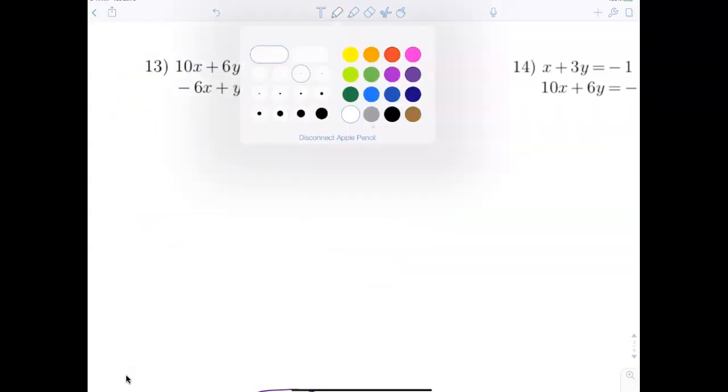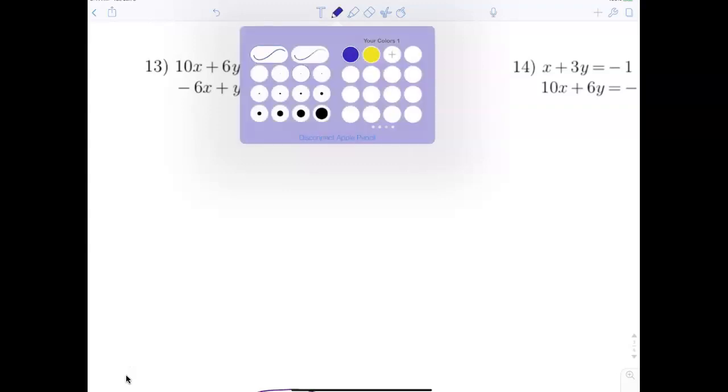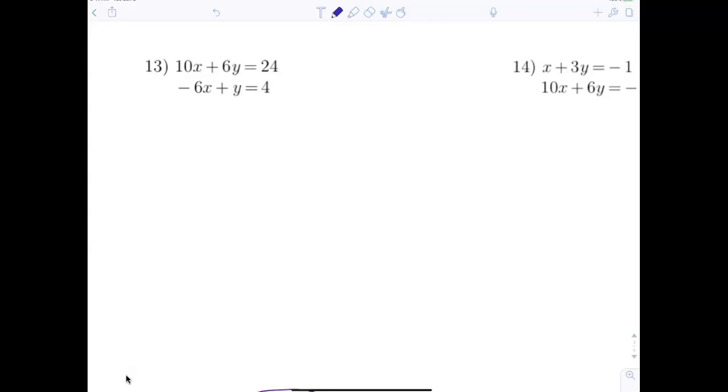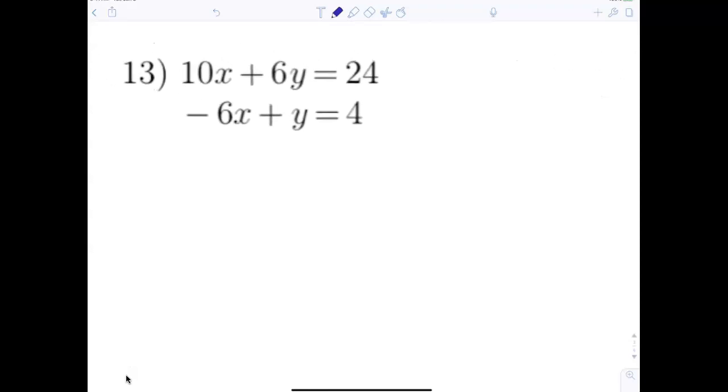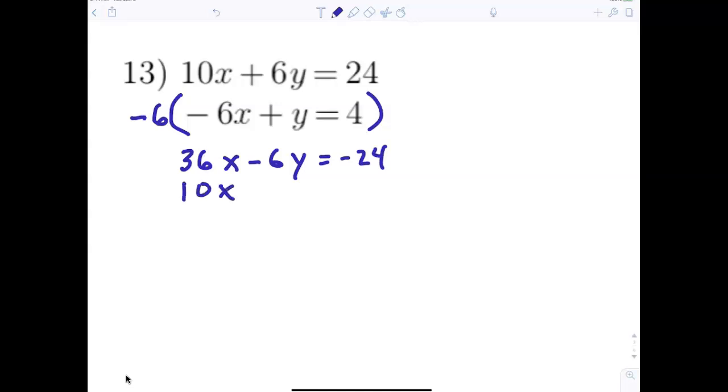All right, so here we go for question number 13. Now, on this one, to me, it was easier. Just multiply the bottom by what? Yeah, -6. Remember, for those of you who were not here, we're trying to add them together to get them to eliminate. So if I multiply that by -6, I get 36x minus 6y equals -24. And then, of course, the 10x plus 6y equals 24.